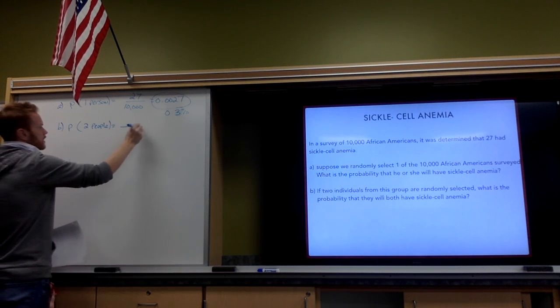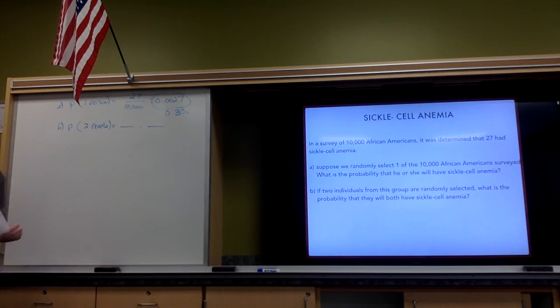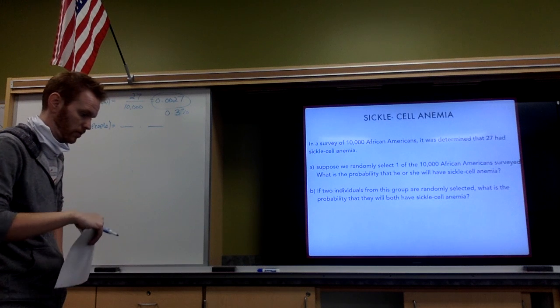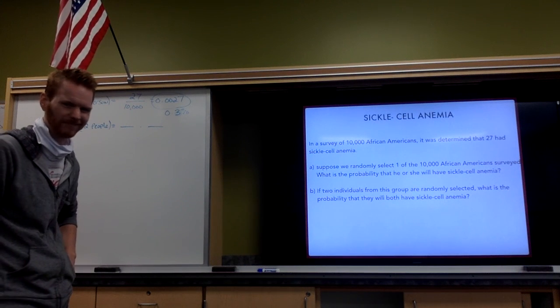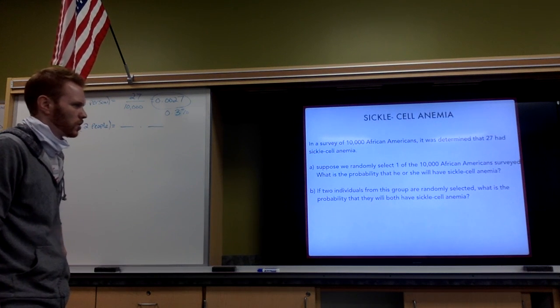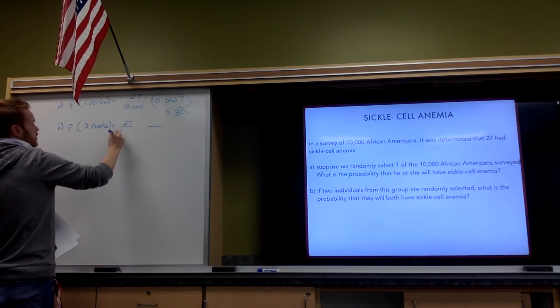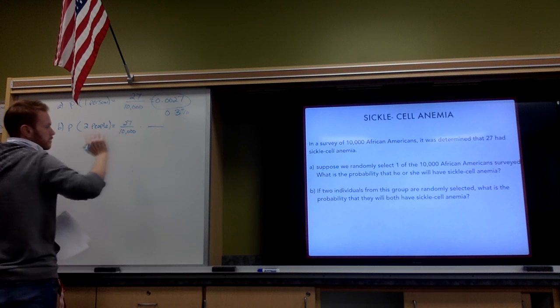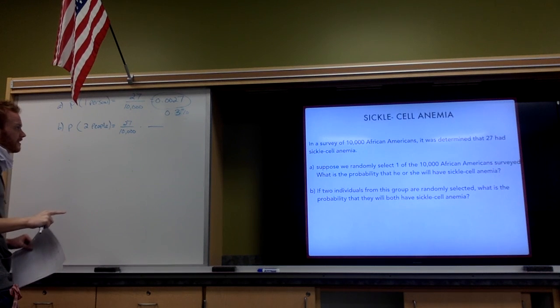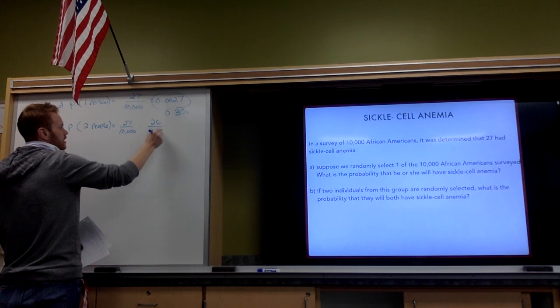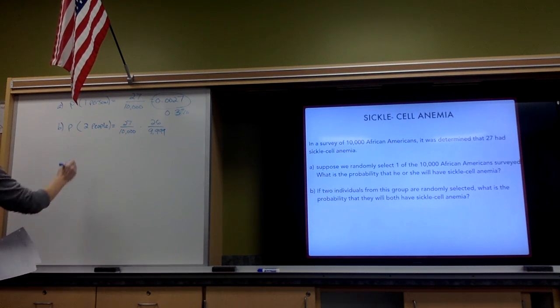Now I probably should have specified, but in this case, unlike the last one that we looked at, we're not going to select the person and then put them back in the group. Okay. So the first probability would still be 27 out of 10,000. But let's say we did pick that person. Now there's only 26 in the group out of 9,999. So this is dependent.